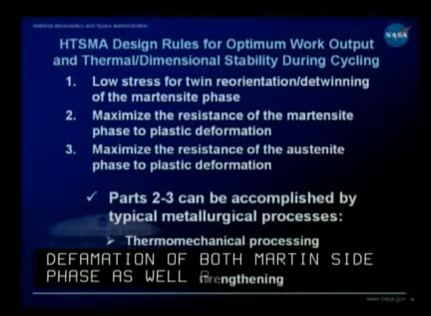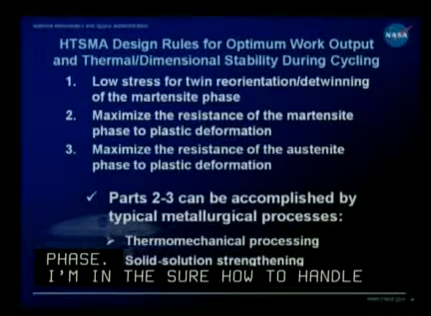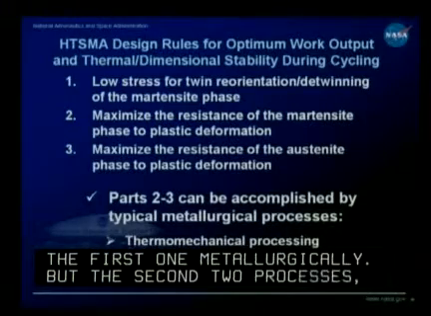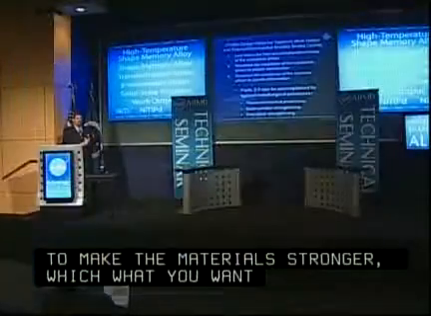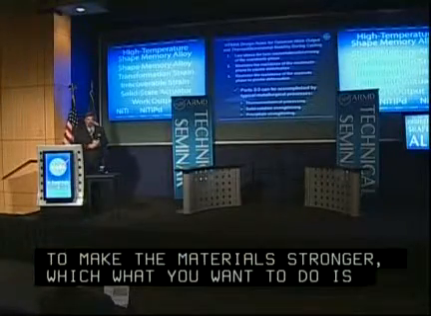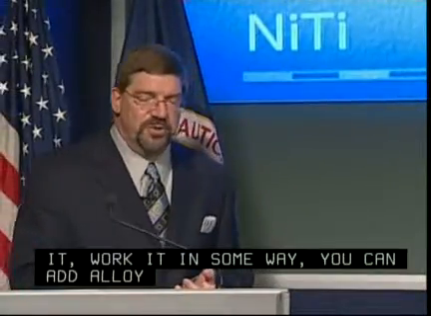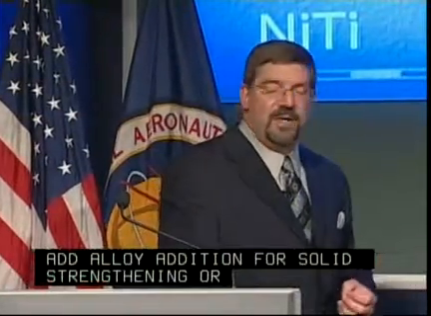And I'm not really sure how to handle the first one metallurgically, but the second two processes, that's basically blacksmithing 101. To make the material stronger, what you want to do is just either thermomechanically process the material, cold work it in some way. You could add alloying additions for solid solution strengthening, or you can do something to induce precipitate strengthening. So that's what we've done with some of the high temperature alloys.